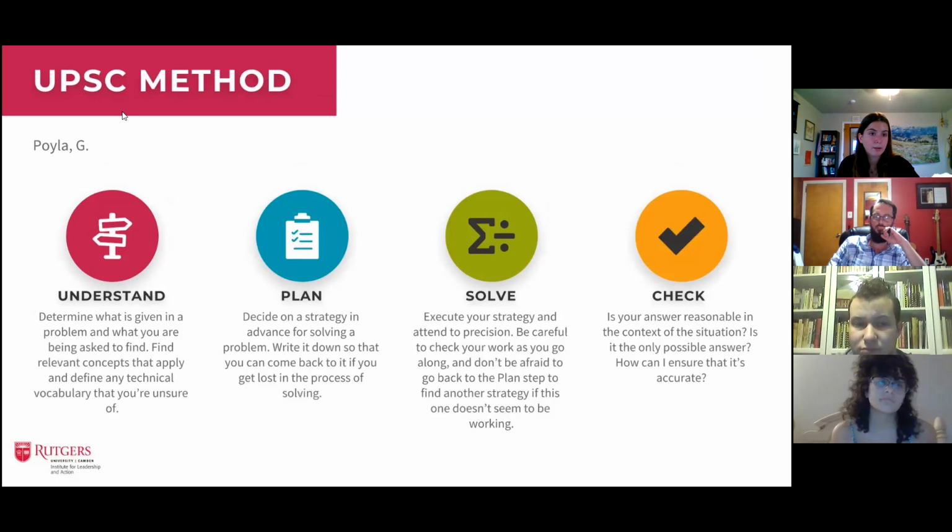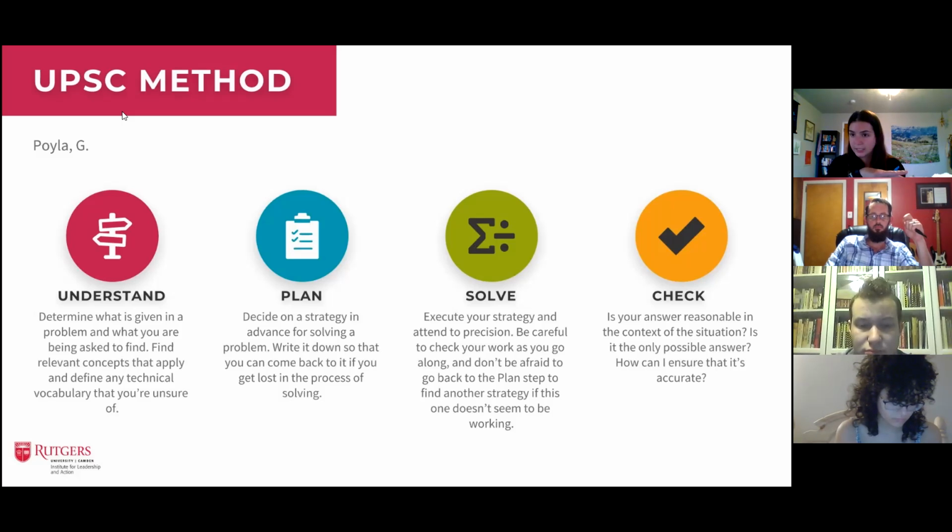The final method we're going to discuss is the UPSC method. The first step in this method is to understand. You want to determine what is given in a problem and what you're being asked to find, relevant concepts that apply, and define any technical vocabulary that you're unsure of. Next is plan. You're deciding on a strategy based on the information that you've just learned in the understand part, and you're going to use that strategy to solve your problem.